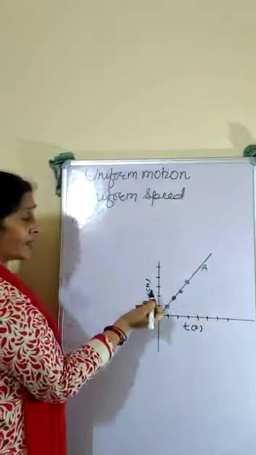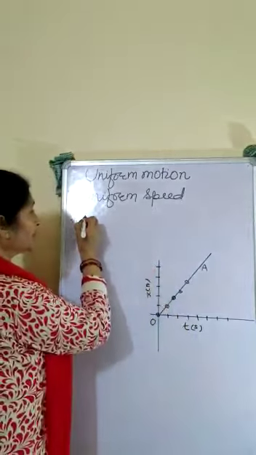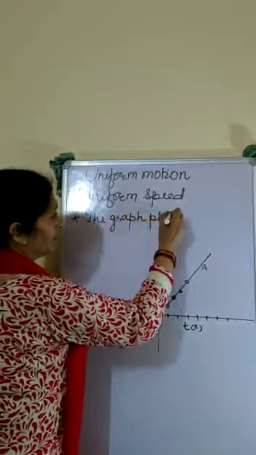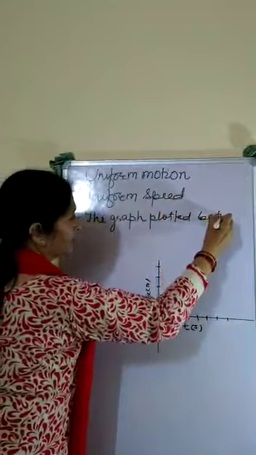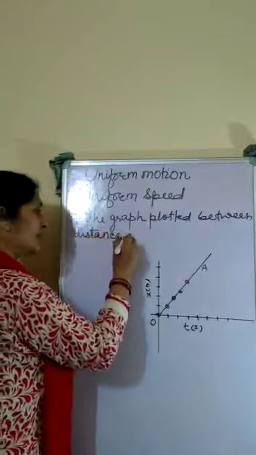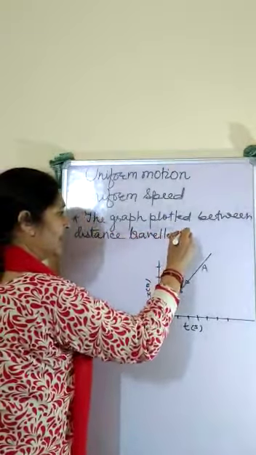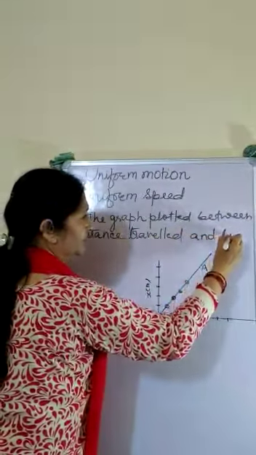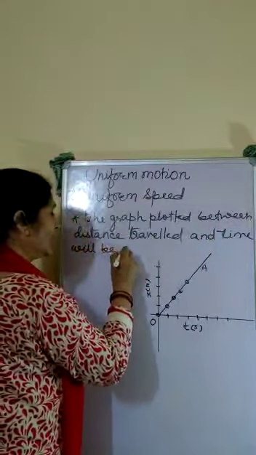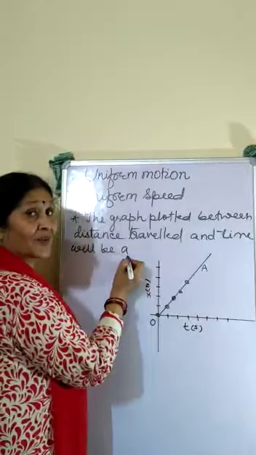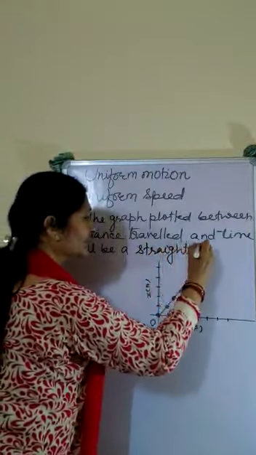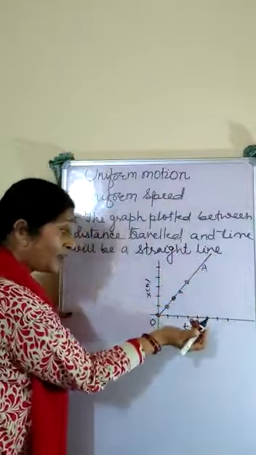First point: the graph plotted between distance travelled and time will be a straight line inclined to the time axis.